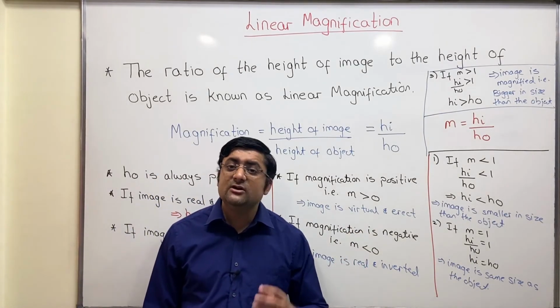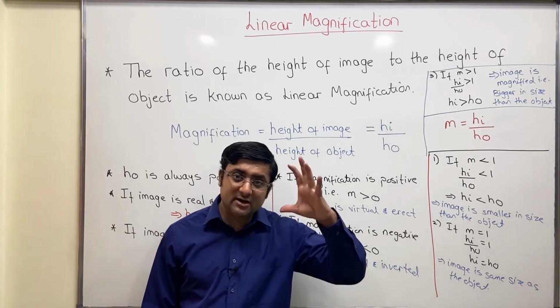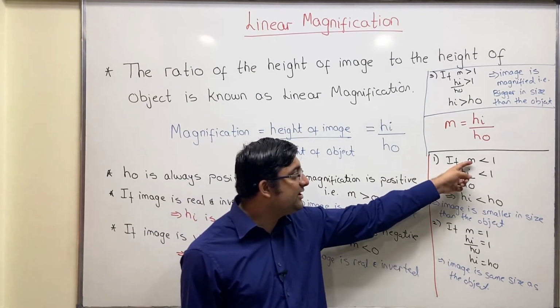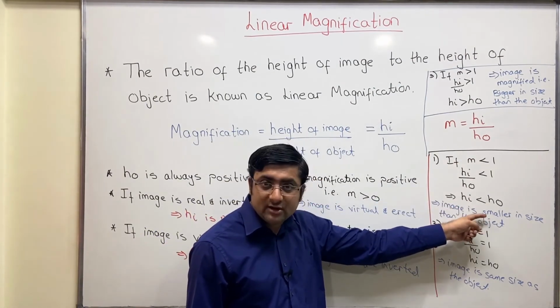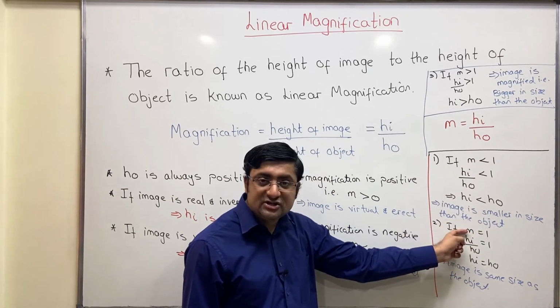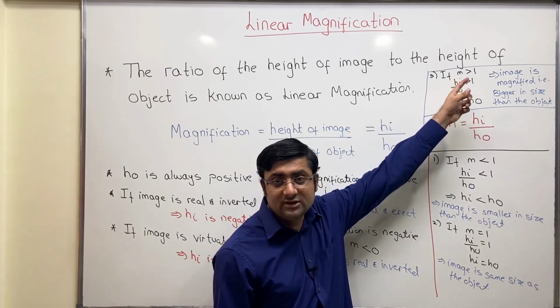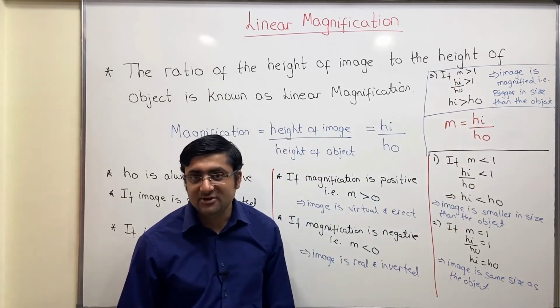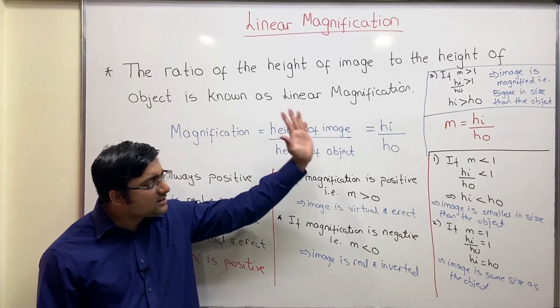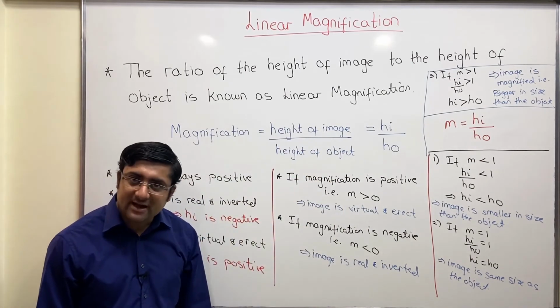Next, they're going to ask you guys, find the size of the image. Is it bigger, smaller, same size? So if magnification is less than 1, image is smaller in size than the object. If magnification is equal to 1, image is same size as the object. And if magnification is more than 1, means we're getting a bigger image. Is this clear? So this over here is the complete analysis of linear magnification.